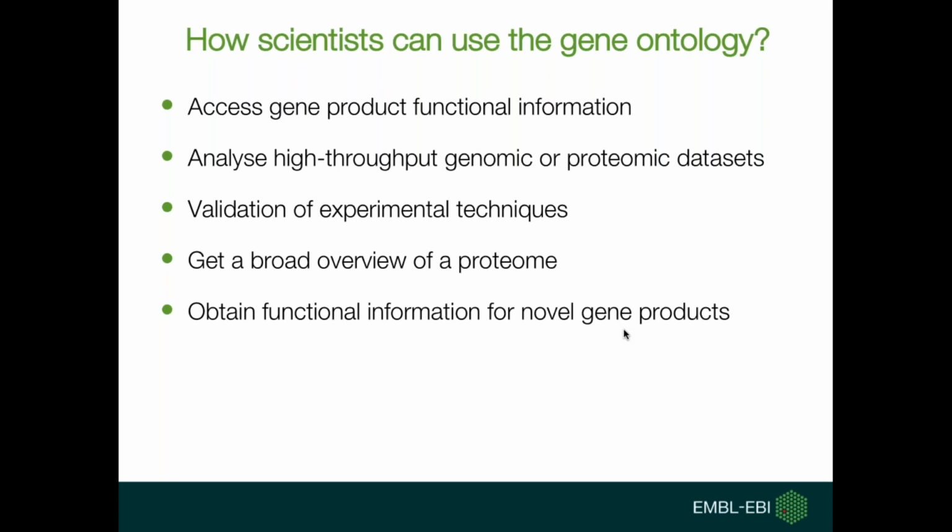The other thing that it can be used for, following along the lines of mass spectrometry, is the validation of experimental techniques. So if you wanted to make sure that your gene product of interest was in the right compartment of the cell that you isolated, let's say vesicles or a cytosolic fraction, the GO can be useful for actually trying to capture that.